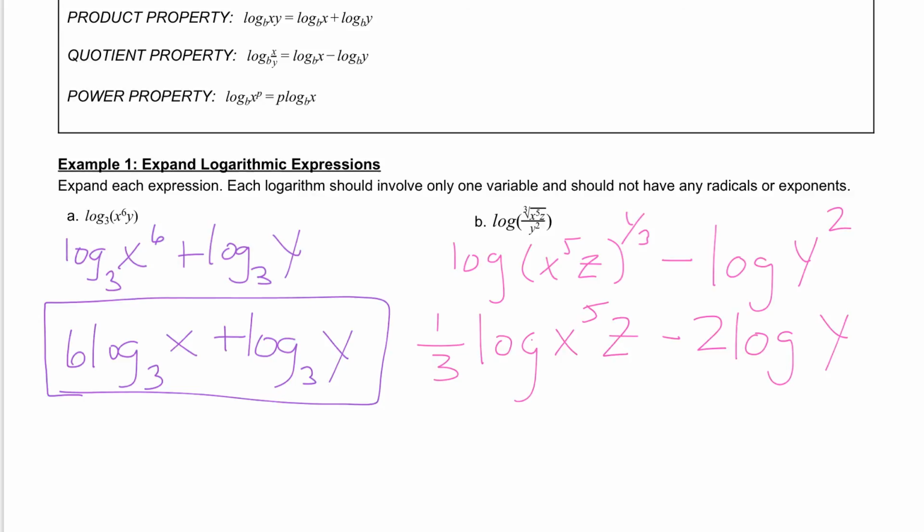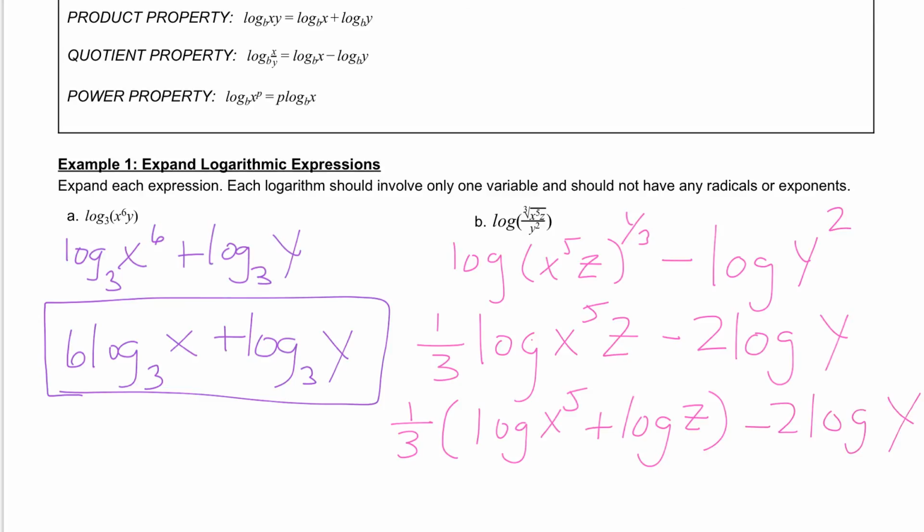Then if I take a look at this problem, now I have still multiplying two things inside this log here. And I can break that up, remembering, though, that this 1/3 is being multiplied by this whole thing. So my next step here is I have 1/3 times the log of x to the 5th plus the log of z. And then I can't forget that I still have all of this, which is minus 2 log of y.